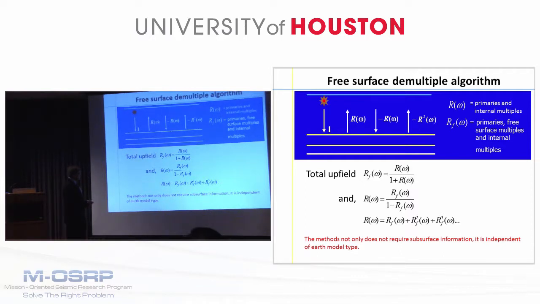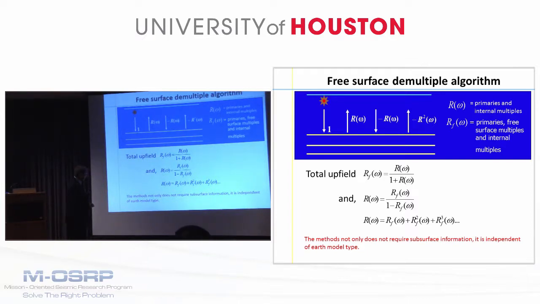What did you assume in this derivation? Two things: that there's a free surface with a -1 and a convolutional model. That's it. You don't know where the water bottom is. Yes, you don't know how many layers there are. You don't know if it's acoustic, elastic, anelastic, anisotropic. You don't know and you don't care. The algorithm doesn't care. That's a model type independent formula. Yes? No information about the subsurface whatsoever.